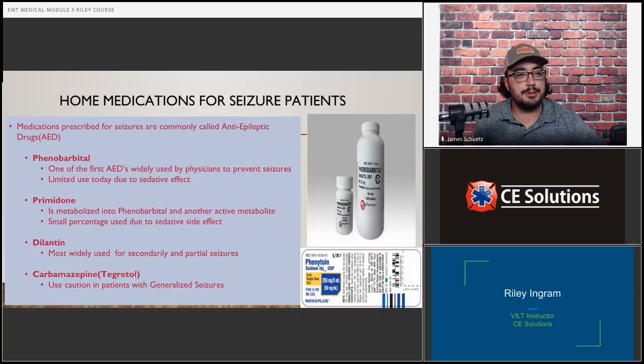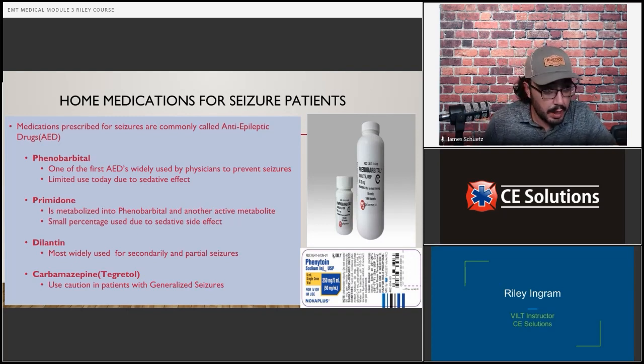So, home meds for seizure patients. These are usually prescribed for seizures. They're called AEDs or anti-epileptic drugs. Phenobarbital is one of the first AEDs widely used by physicians to prevent seizures. Limited use today because of the sedative effect that we've got with it. Primidone is metabolized into phenobarbital and other active metabolites. Also, still not really used too much because of the sedative side effects.